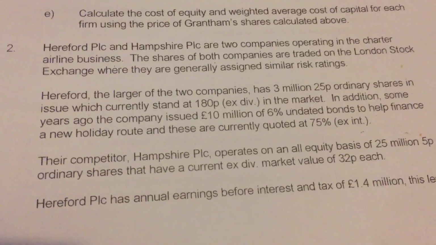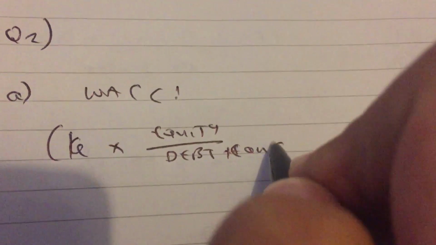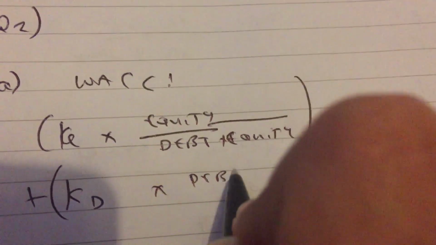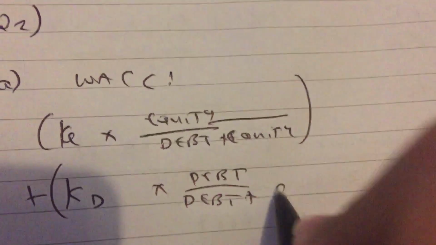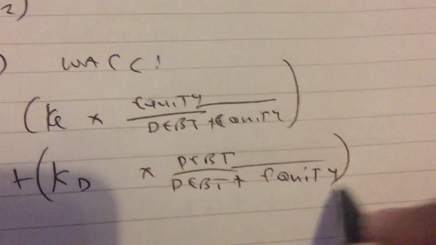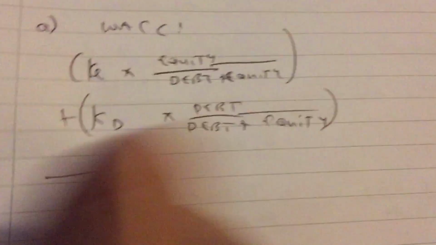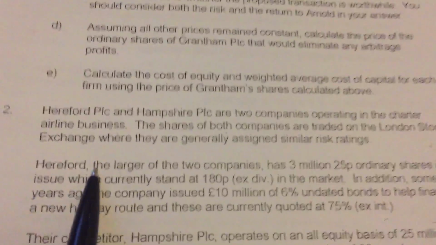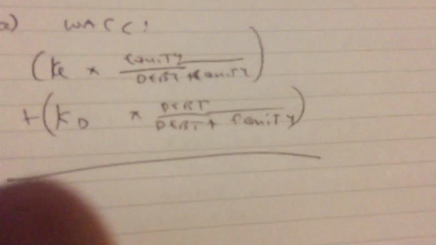So question 2, part A. Weighted average cost of capital is always the same: cost of equity multiplied by equity over debt plus equity, plus your cost of debt multiplied by debt over debt plus equity. That's our two pieces. First we'll start with the company that's bigger, the one that has debt, Hereford PLC, and then we'll look at Hampshire PLC after.